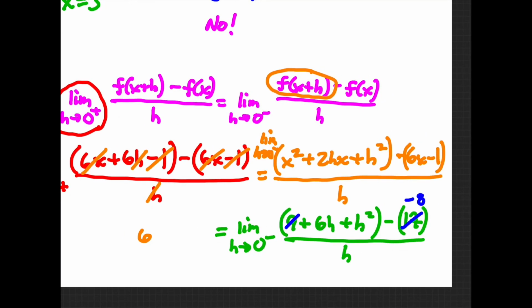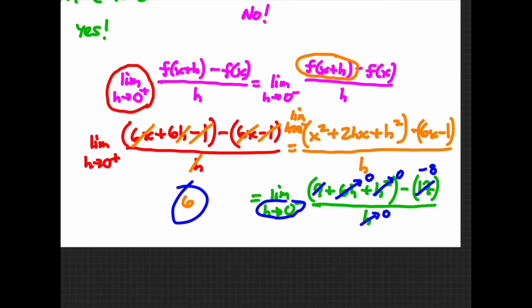So now if you try to plug in 0 for h, so if you try to do direct substitution, you end up with negative 8 over 0, because this ends up being 0, this ends up being 0, and this ends up being 0. So you have negative 8 over 0, which is clearly not equal to 6. So this basically shows that if you use the limit definition of derivatives, it actually shows that it's not differentiable.